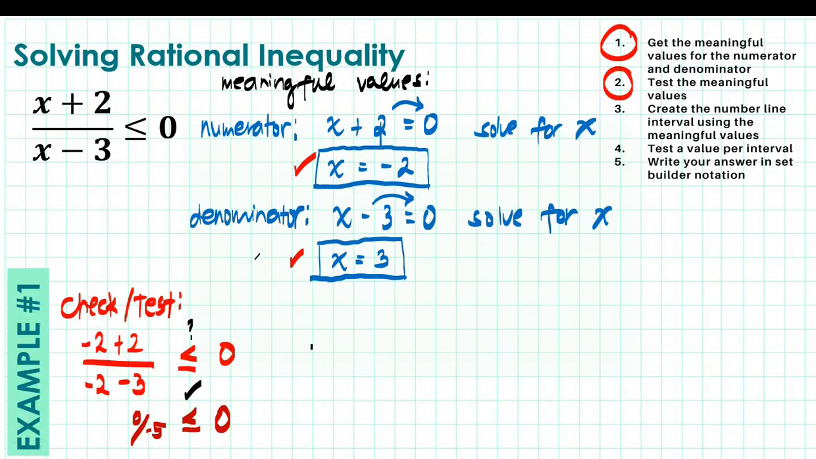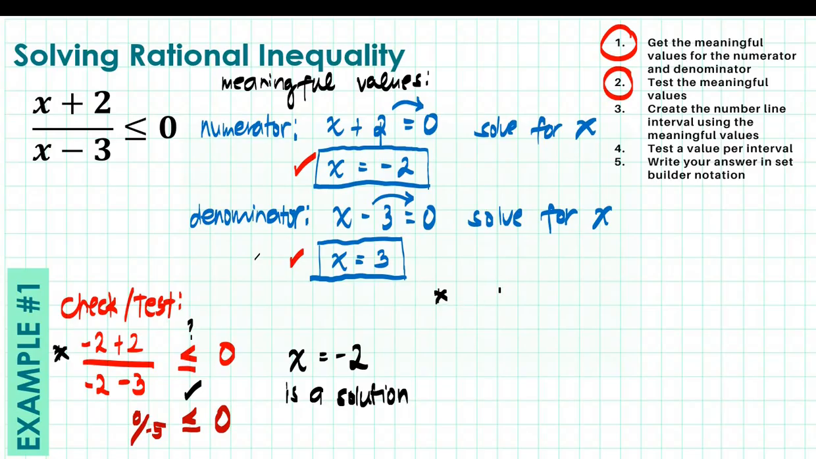So this means that x equals -2 is a really meaningful value, and it is a solution to the inequality. So this is the first one. How about the other meaningful value, which is +3 rather?